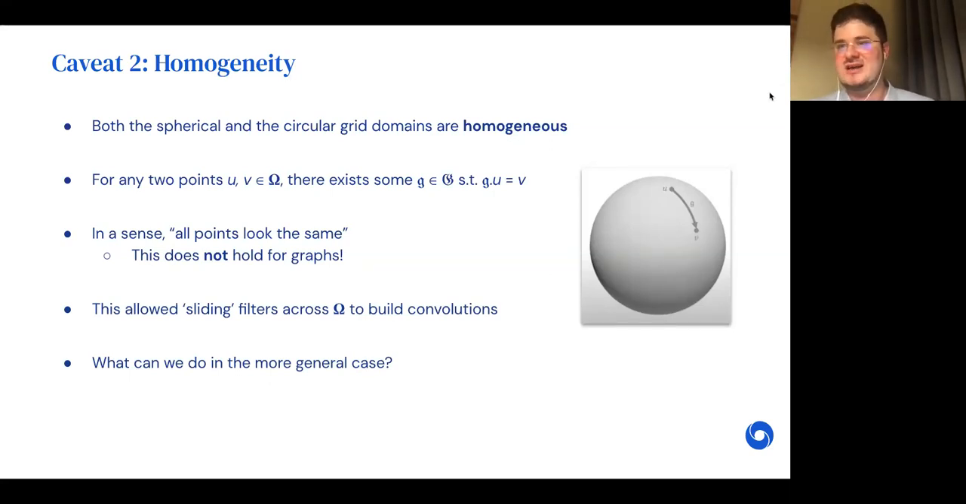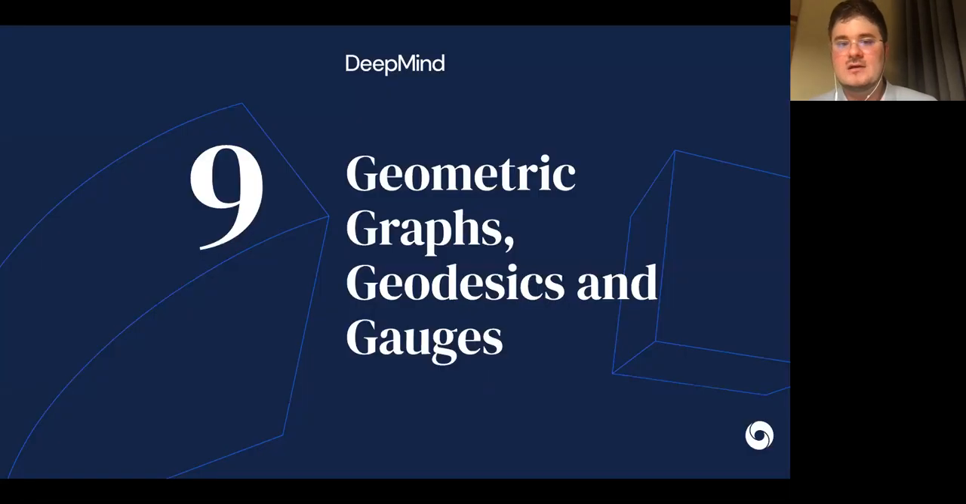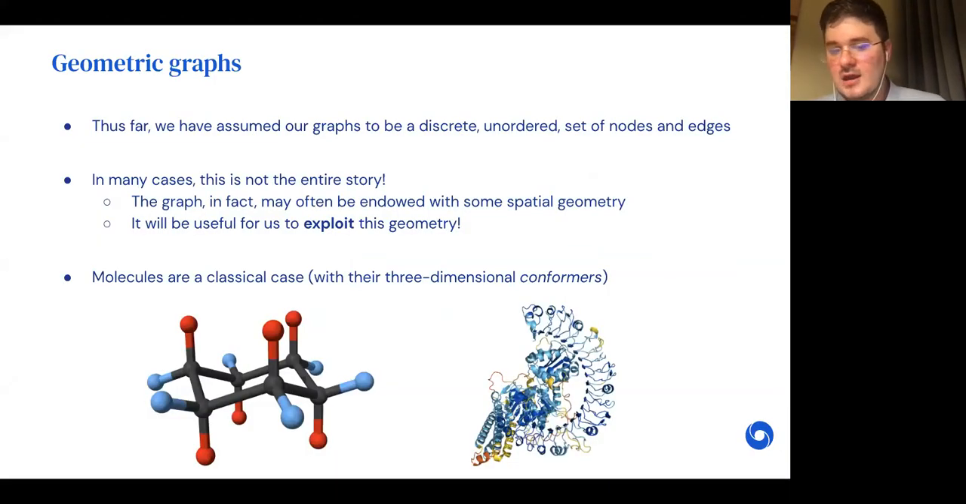And the last question I would like to try to answer in this lecture is what can we do in the more general case when the domain is not homogeneous? So we've covered through the lens of spheres how we can define convolutional networks over groups. And now I will talk about the last architecture for today, which will concern geometric graphs and by connection geodesics and gauges. So let me go back to graphs for a second.